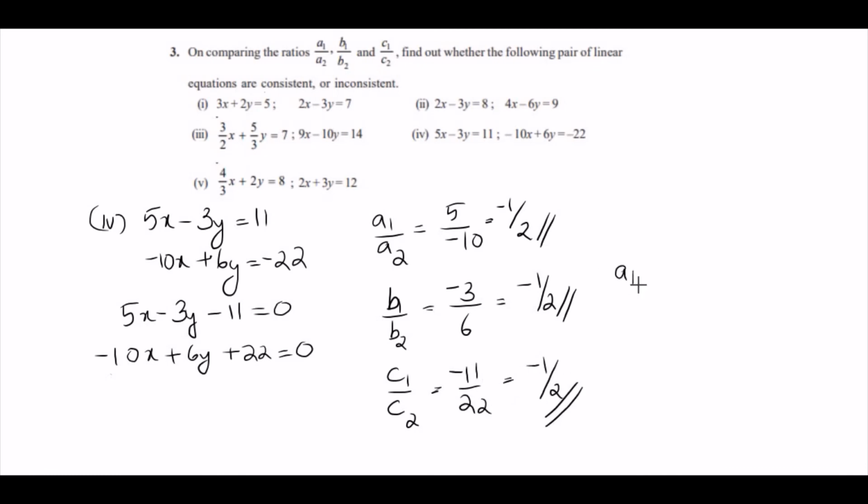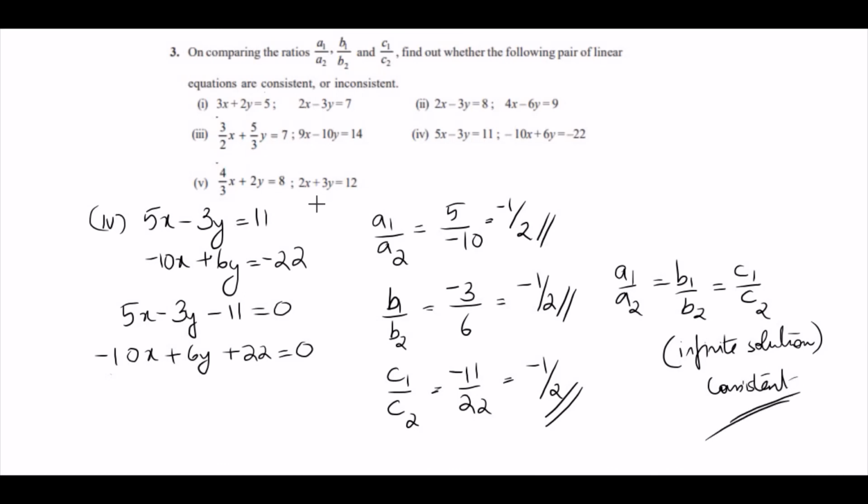So you get a1 by a2 is equal to b1 by b2 is equal to c1 by c2. This will give you coincident lines, that is infinite solutions. So you can say this pair of linear equations is consistent because there is a solution. Last question you can do by yourself.